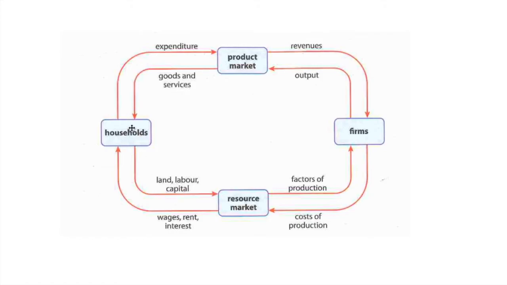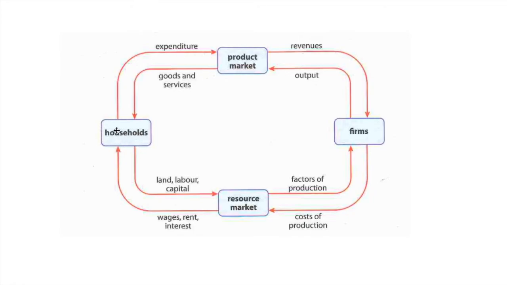So the household gives the land, labor, and capital, the factors of production, to the resource market. The firms obtain these factors of production by paying the cost of production. We see that as wages, rent, and interest. So the firms pay for these factors of production, it goes through the resource market, and the households get that money back in terms of wages, rent, and interest.